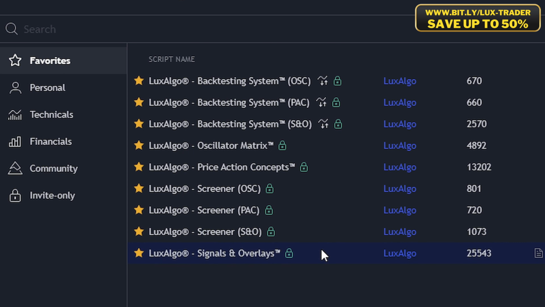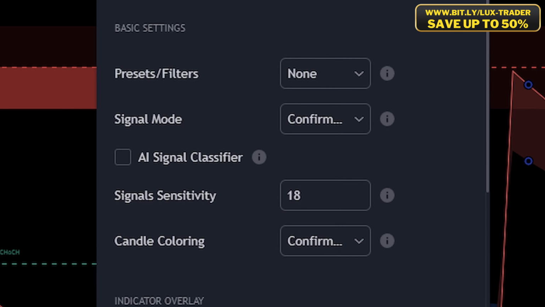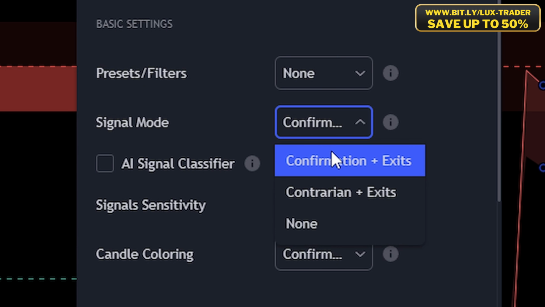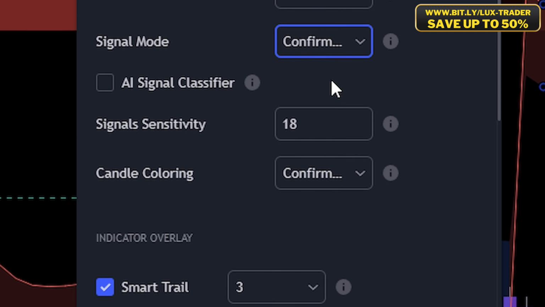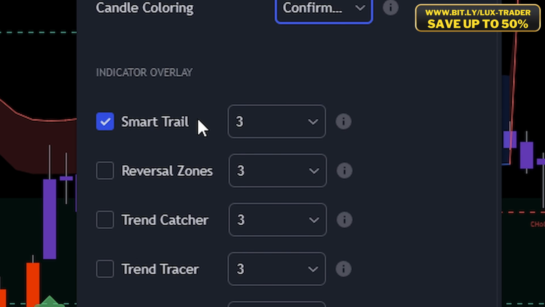And for the second indicator, you want to add this one, the Price Action Concepts indicator, which was published by LuxAlgo as well. Alright, now let's click the settings of the Signals and Overlays indicator. For the signal mode, we want to use confirmation and exits. Set the candle coloring to confirmation simple, and leave the smart trail enabled.